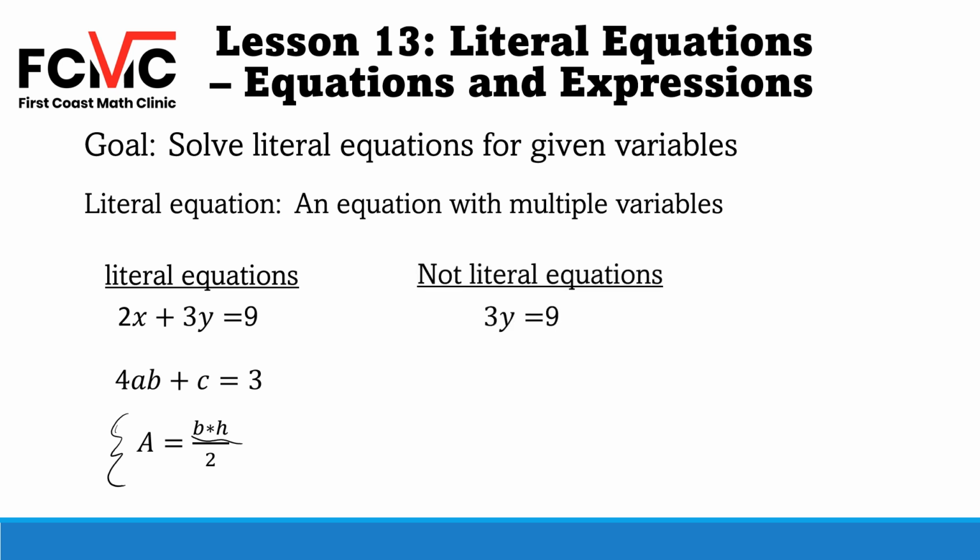Examples that are not literal equations are things like 3y equals 9 or x divided by 3 equals 12. You notice we only have one variable here. We're going to get into a very specific method I like to use to solve literal equations for specific variables, because it can be conceptually challenging to isolate a specific variable. We're going to be getting that y by itself and moving everything that's not y from one side to the other, or getting this b by itself and moving everything that's not b to the opposite side. That can be a little bit conceptually difficult, so we're going to go over a method I like to use to do that. So let's get into some examples.